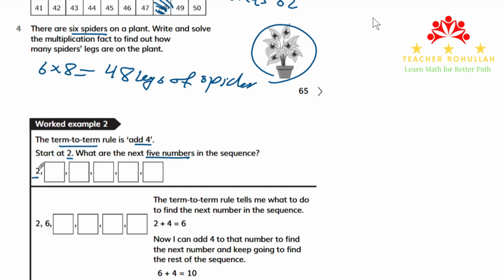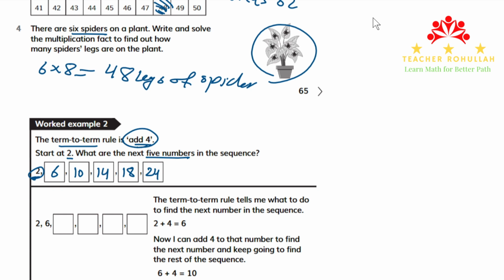So in the sequence, we start at 2. The first number is 2. If we add 4 to 2, we get 6. If we add 4 to 6, we get 10. And 10 plus 4 is 14. 14 plus 4 is 18. 18 plus 4 is 22. These are the 5 next numbers in this sequence. So we have the starting number, which is 2. We have the term-to-term rule, and we could find the other 5 numbers in the sequence.